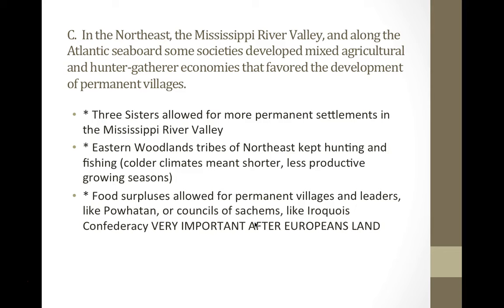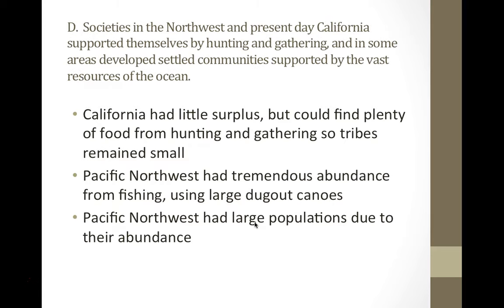All right, that's what's really important here. All right, however, we are going to have food surpluses, which are going to allow for permanent villages and leaders. We'll talk about Powhatan as we move on. We're going to talk about different councils. We're going to talk about the Iroquois Confederacy, which is going to be super important after the Europeans land.